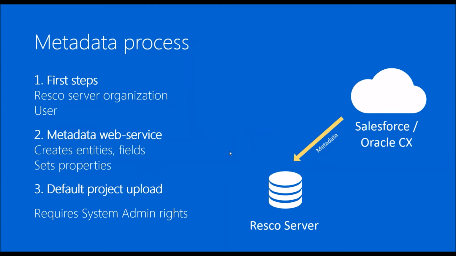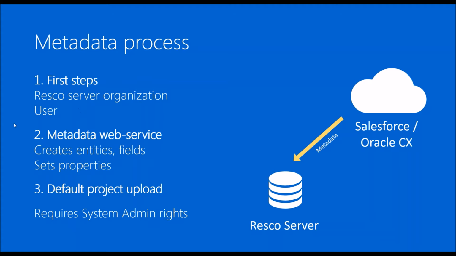As I said, I will now explain this metadata process a bit more. What does it mean and how does it work? So when someone tries this for the first time, there are a couple of first steps that will happen. The first thing is that an organization will be created automatically on the Resco server. So you don't have to fill in any names or do anything manually. This will happen automatically, and the Resco server organization will be created. Also, an administration user will be created that can be used later for the Woodford customization.